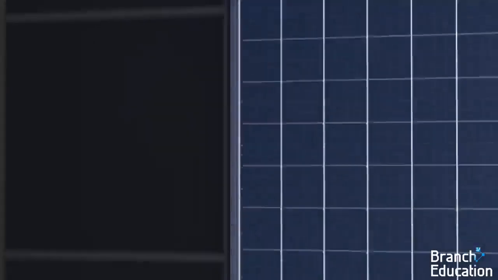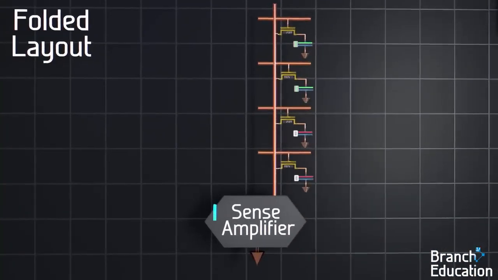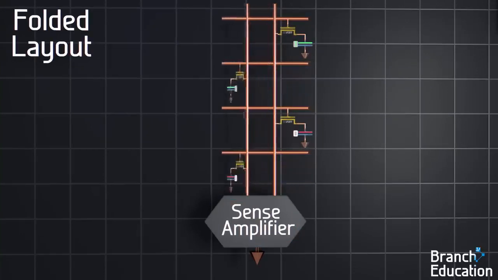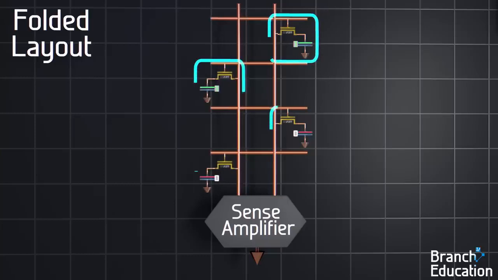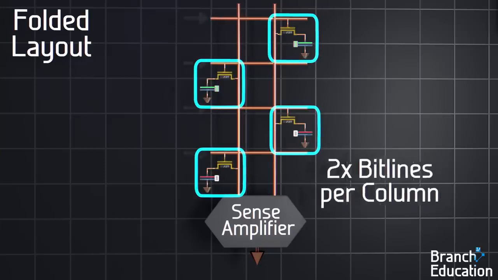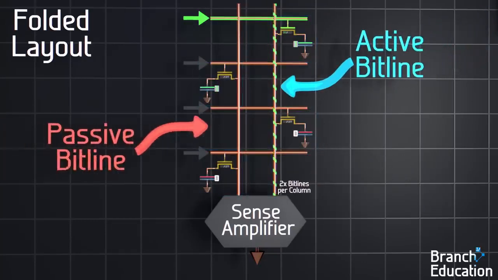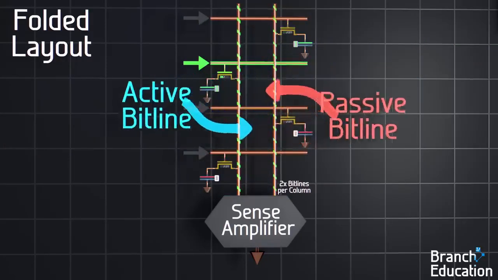The final topic we're going to talk about is the most complicated. Remember how we had a sense amplifier connected to the bottom of each bit line? Well, this optimization has 2 bit lines per column going to each sense amplifier, and alternating rows of memory cells connected to the left and right bit lines, thus doubling the number of bit lines. When one row is active, half of the bit lines are active, while the other half are passive, and vice versa when the next row is active.